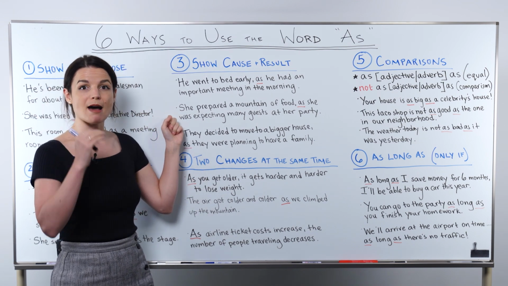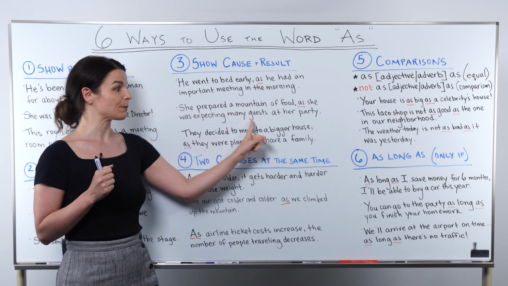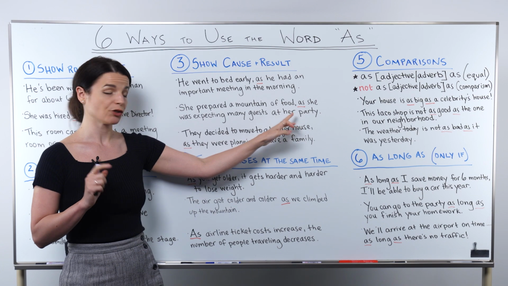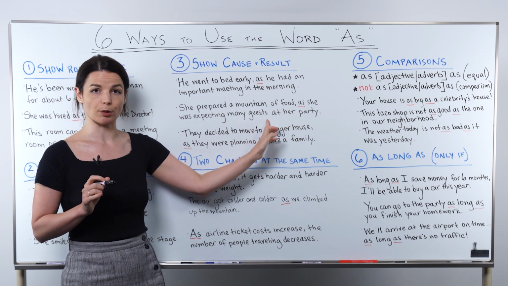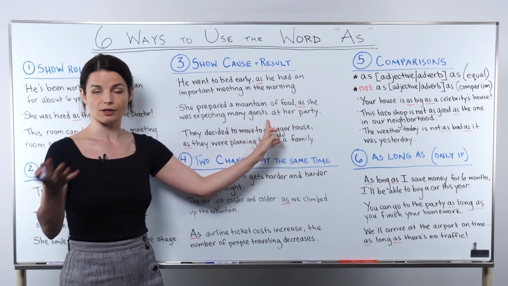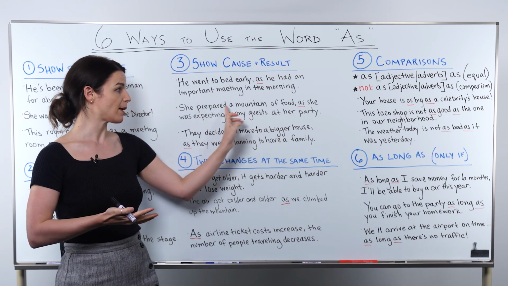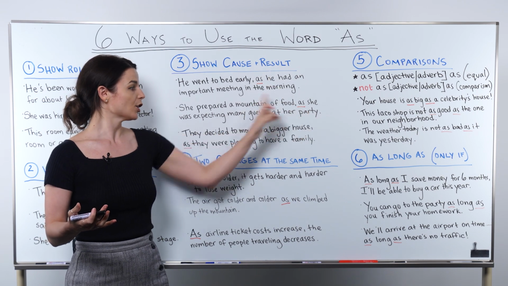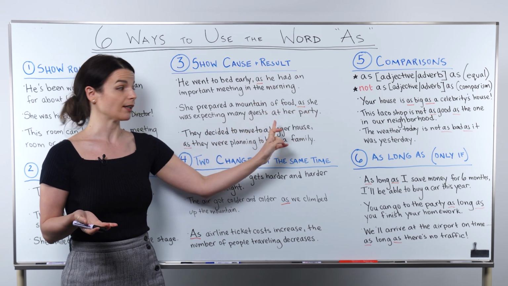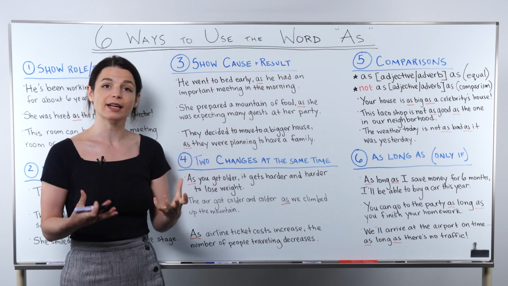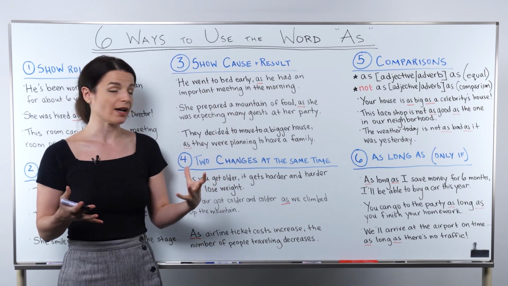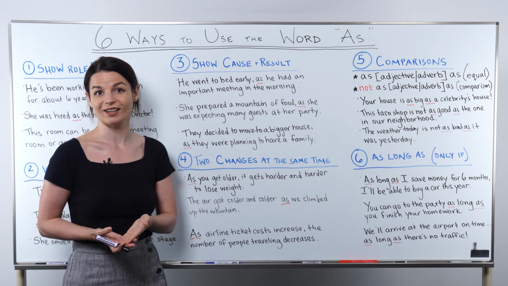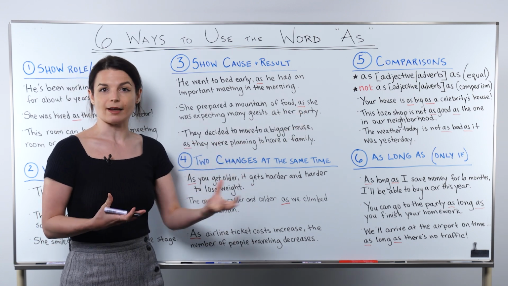She prepared a mountain of food as she was expecting many guests at her party. So again, we have this cause-result relationship. She prepared a mountain of food. This is the result, the outcome. And why? She was expecting many guests at her party. This is the cause. So again, we can think of this as meaning because. She prepared a lot of food because she was expecting a lot of guests at her party. So as expresses the same idea.